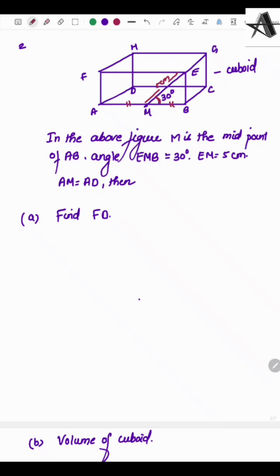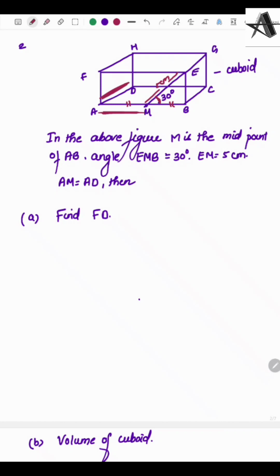AM is equal to MD. This part is equal to AM. That means this part is equal to AD. That means this part. This half AM, this part, is equal to AD, which is this part.